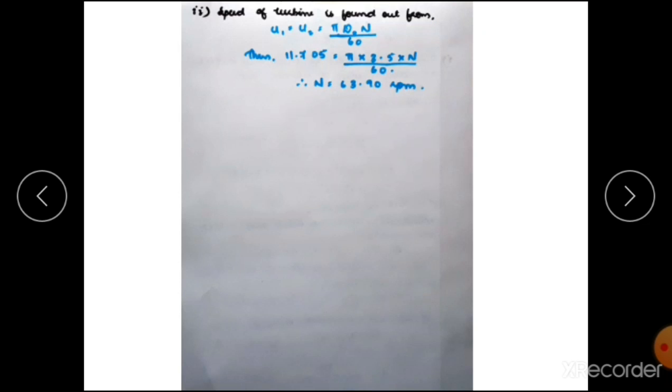Next, we have to find the speed of the turbine. Here we are using the relation U1 equal to U2, which is equal to pi D0 N by 60. By substituting the peripheral velocity as 11.705 and D0 as 3.5, we get the speed of the turbine, N, as 63.90 rpm.